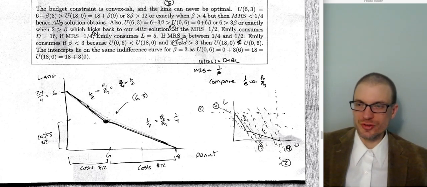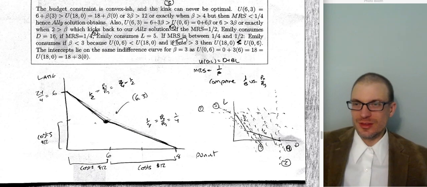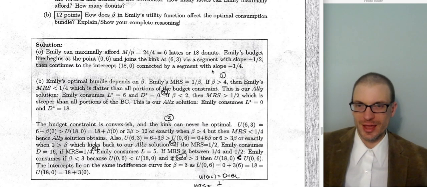The slope here is going to be 1/2. The slope here is 1/4. Yeah, I know, it's minus 1/2 and minus 1/4, but okay. So this is going to be the steeper portion, and this is going to be the flatter portion. That's the picture. That's enough for part A. Got it.